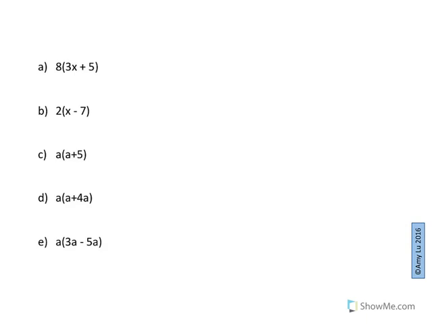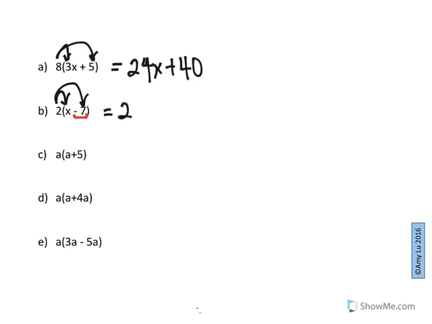So here we go. We're going to go ahead and distribute everything. So 8 times 3x plus 5. We distribute the 8 out to both terms. 8 times 3x is 24x. And 8 times positive 5 is 40. The next one, 2 times x and 2 times negative 7. So remember, this is a negative 7, not just a 7. You have to take the sign that's in front. This makes 2x minus 14.